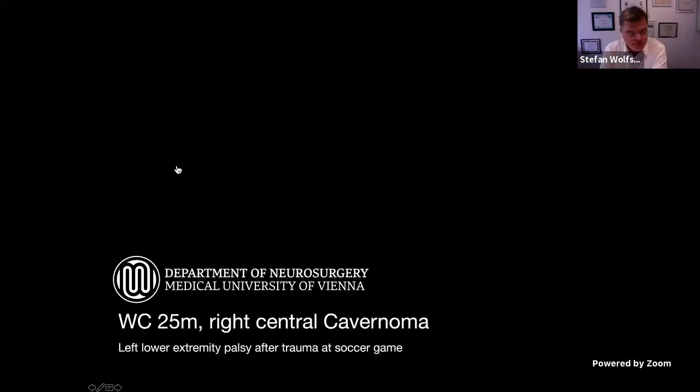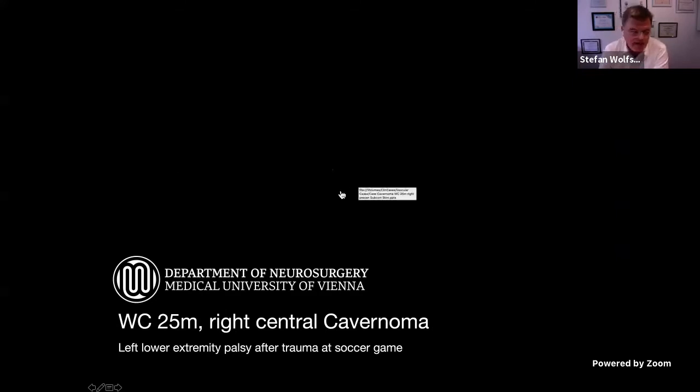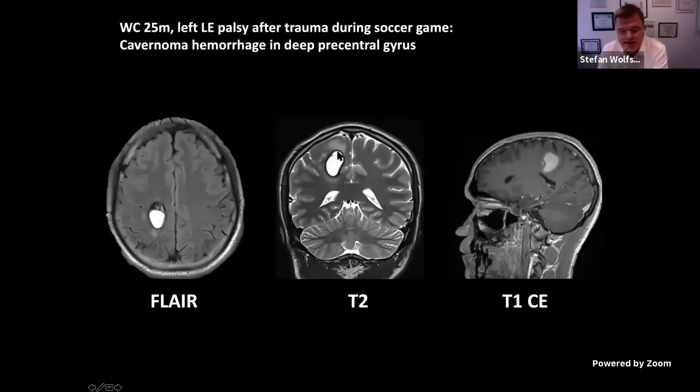So let me check what I would like to show you more before we end. Here's a nice case of a young patient, a 25-year-old sports student, and he was kicked at the soccer game into his left leg, and he fell down and couldn't get up anymore. But it wasn't the kick in his leg, it was the bleeding in a cavernoma that caused his plegia of the left leg. So he recovered slowly after some weeks, and we found out that he had this cavernoma in his left lower extremity area.